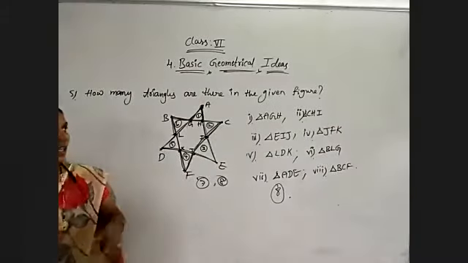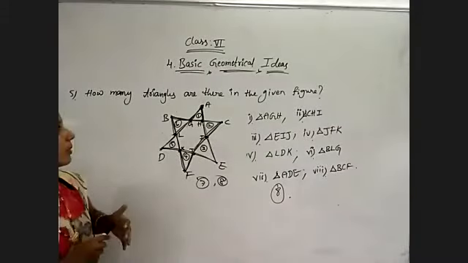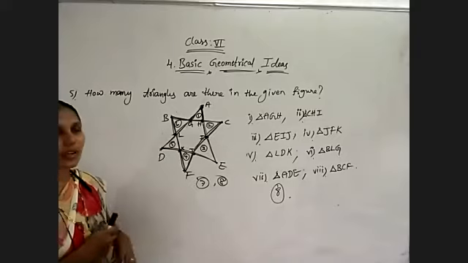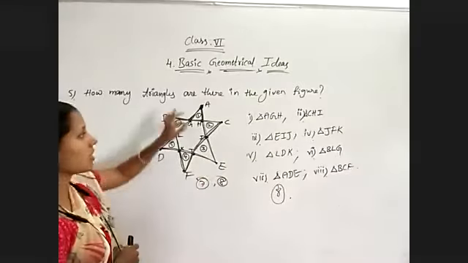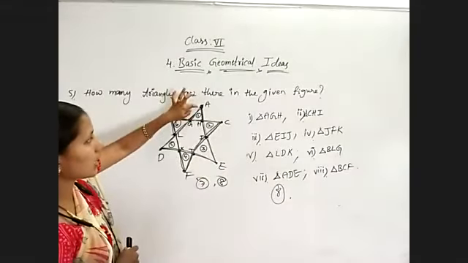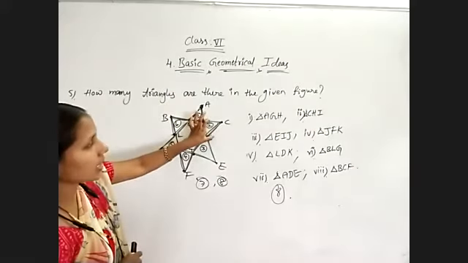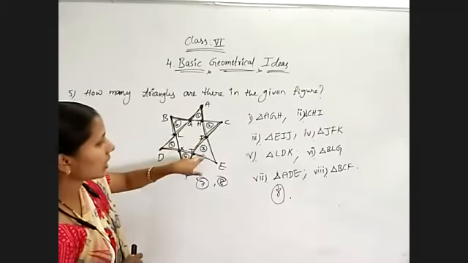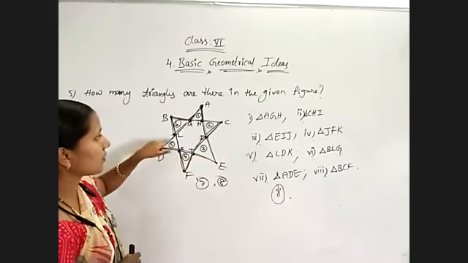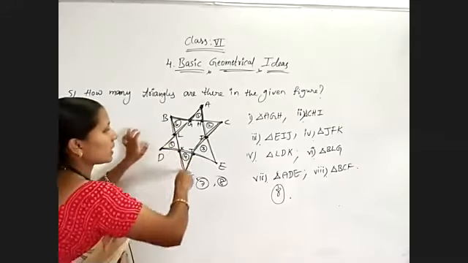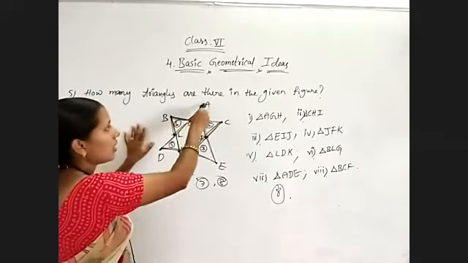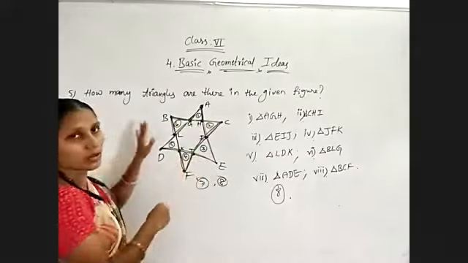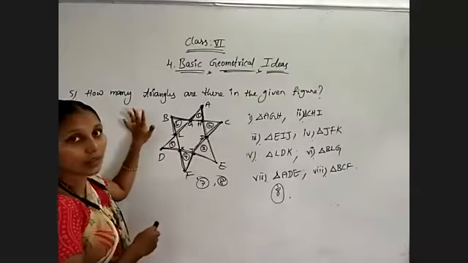Once again I am telling, no need to give the names. They are only asking how many triangles are there. So for your understanding purpose I am giving the names. First triangle is this one, AGH. Second triangle is this one, CHI. Third one, fourth one, fifth one, sixth one. And completely this triangle, 7th triangle. And this one is 8th triangle. So total 8 triangles are there in the given figure.